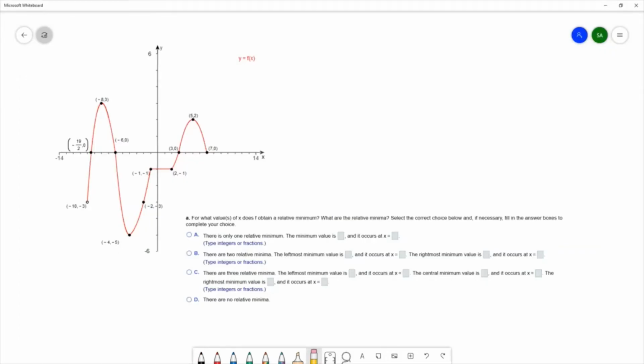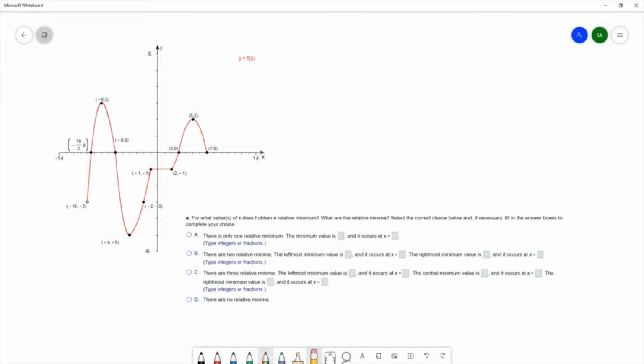Okay, for this question it says, for what values of x does f obtain a relative minimum? What are the relative minima? Select the correct answer choice below, and if necessary, fill in the answer to complete your choice.